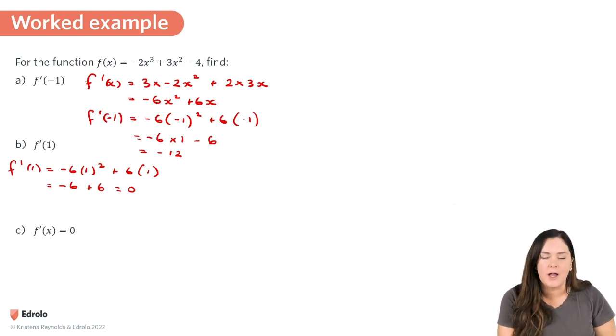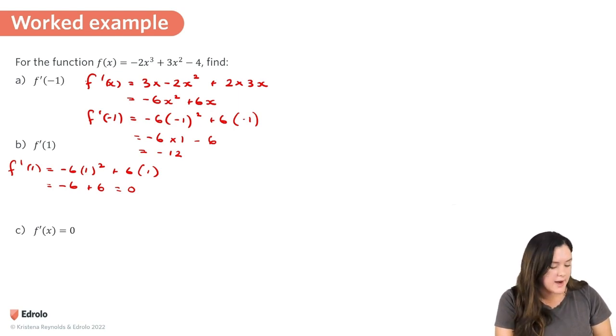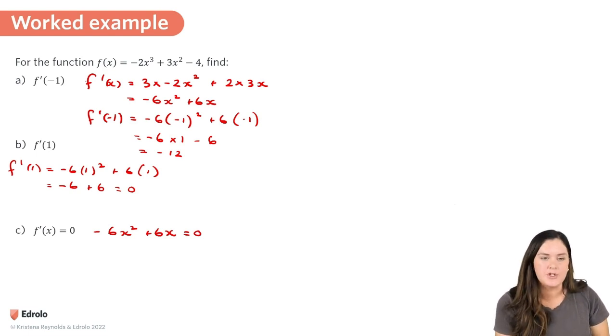For our last example, we are looking for when our gradient is equal to 0. We've already found 1, but there might be another. So what we need to do is write our gradient function down. So we have negative 6x squared plus 6x, and let that equal 0 and solve for x. So the first thing we can do is factorize. So we can see that 6 and x is common in both of those terms.